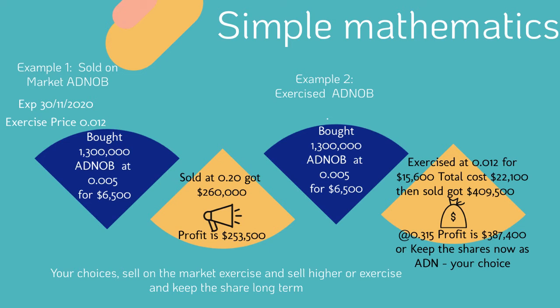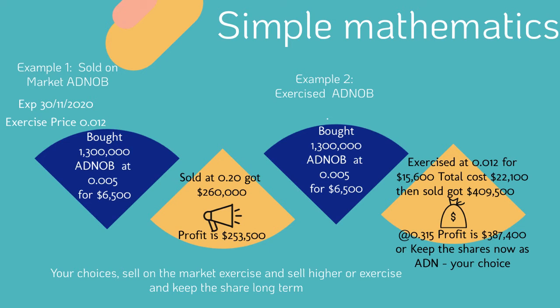Eventually ADN goes up, as you can see, and it did go up, and then you decide to sell ADNOB at 2 cents and you get $260,000. Then you minus the $6,500 you spent buying originally, and you've got a profit of $253,500. But don't forget, it doesn't always work that way. This is a very good example of a good stock. You could have made money on it.